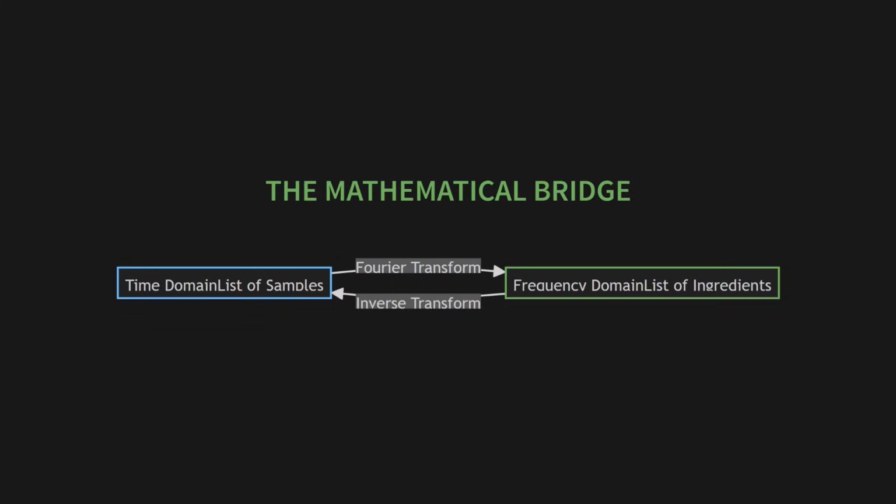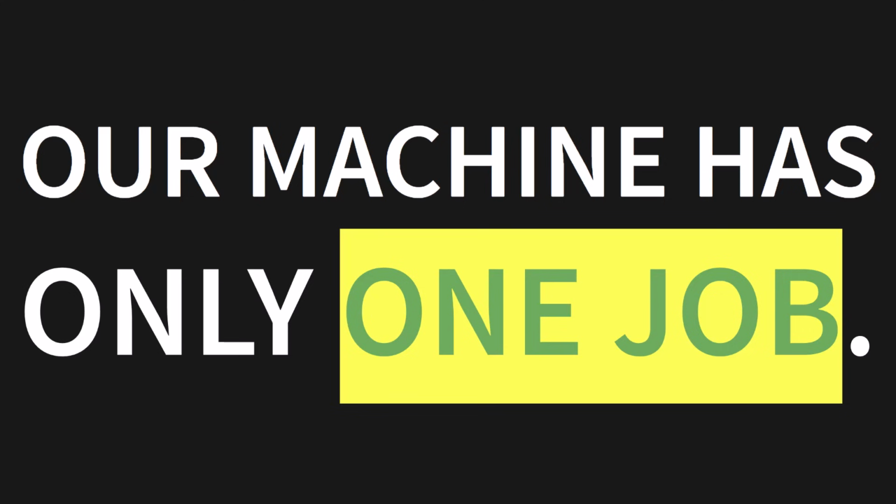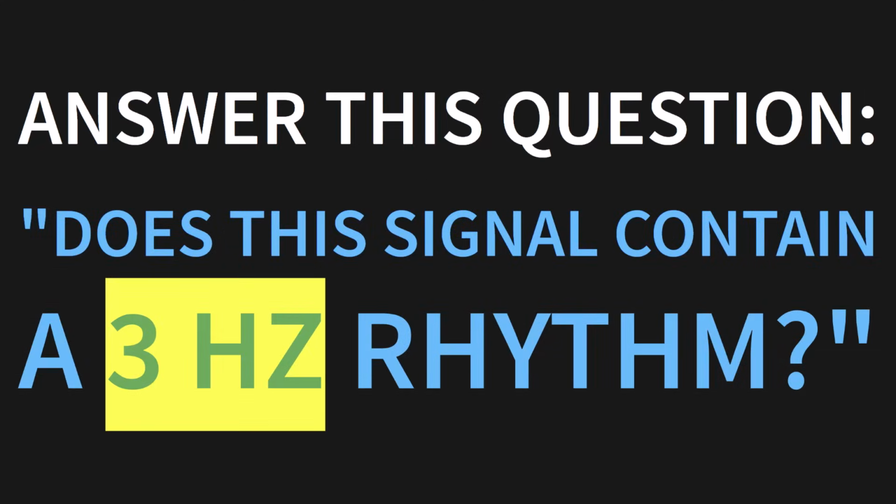Okay, so how do we actually create a machine that can listen to a signal and tell us which rhythms are inside? Let's build our first rhythm detector. For this entire chapter, our machine has only one job, a single purpose. It's here to answer one simple question. Does this signal contain a rhythm that repeats exactly 3 times per second? A 3 Hz rhythm. That's it.